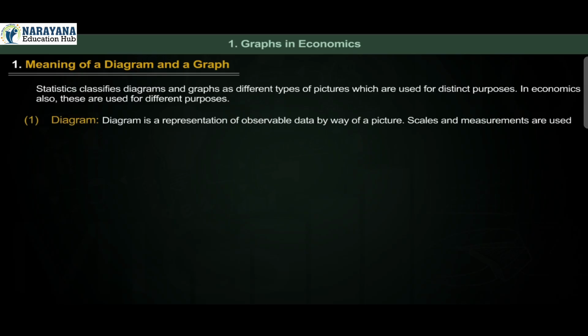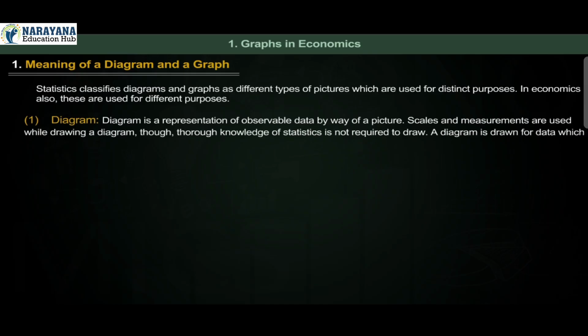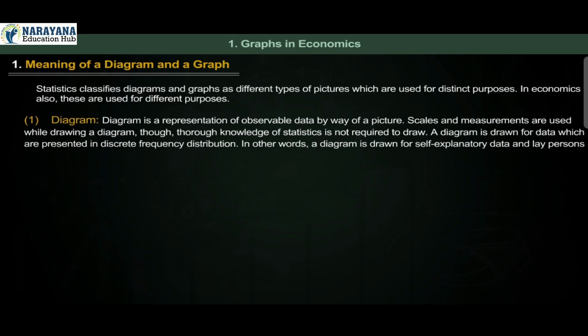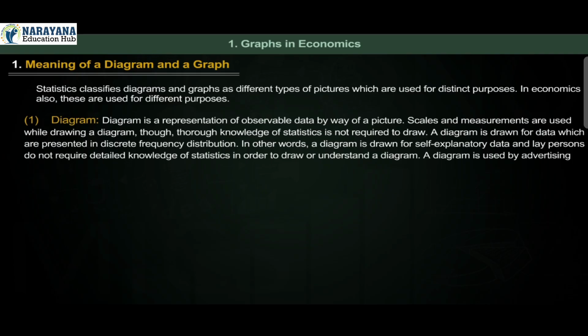1. Diagram. Diagram is a representation of observable data by way of a picture. Scales and measurements are used while drawing a diagram, though thorough knowledge of statistics is not required to draw. A diagram is drawn for data which are presented in discrete frequency distribution. In other words, a diagram is drawn for self-explanatory data, and laypersons do not require detailed knowledge of statistics in order to draw or understand a diagram.